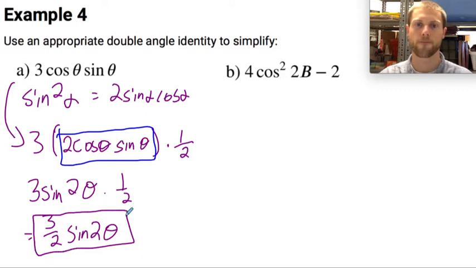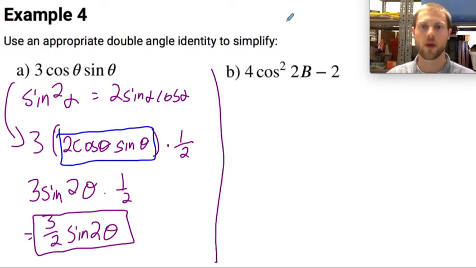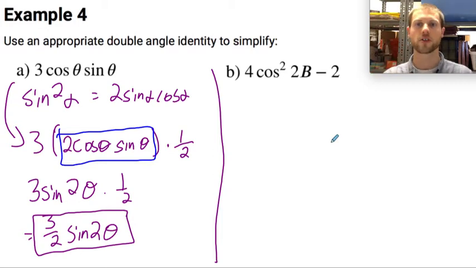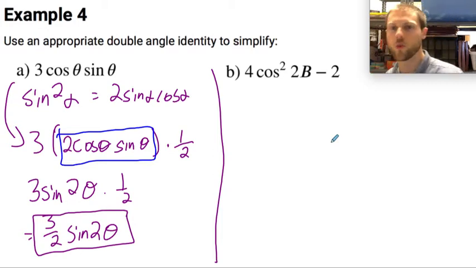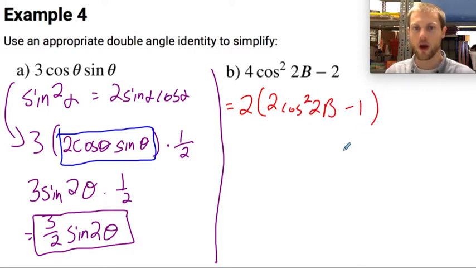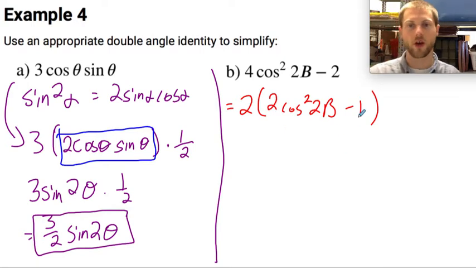A little tricky there. All right, for this next one, this one's going to be a little bit simpler because as I'm looking at this, I'm seeing there's a cosine squared theta, a -1 kind of thing going on here, but it's a little bit off. Well, I can factor out something from this expression. I can factor out a 2. So if I factor out a 2, this is going to equal 2 times 2 cosine squared of 2 beta minus 1.